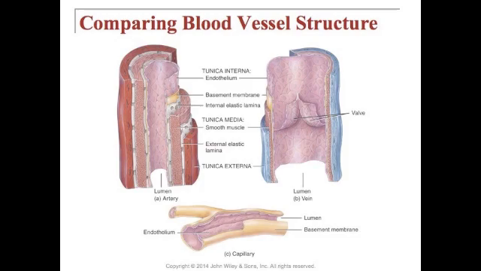So you can see they both have the tunica interna, the endothelium, the basement membrane. Then the artery differs because it has this internal elastic lamina. They both have a tunica media. This is composed of smooth muscle, and notice in the artery that the tunica media is much more thick. And the artery has this external elastic lamina, and then they both have a tunica externa. And as you can see, the tunica externa on the artery is slightly thicker than it is on the vein.